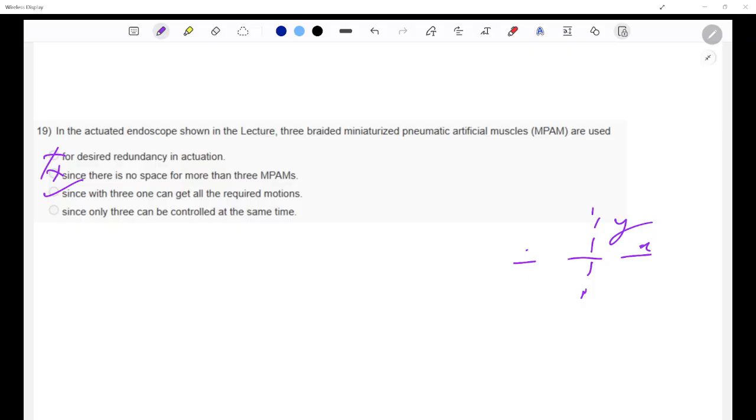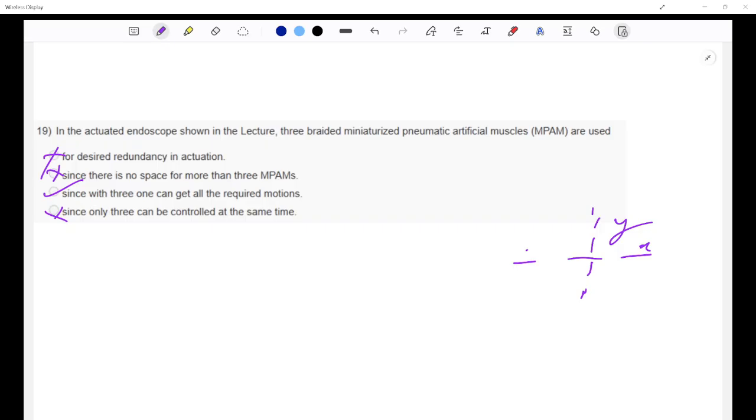Since only three can be controlled at the same time is the last option. Modern control systems can control many actuators. This statement is also incorrect. Okay. So the thing is, actuated endoscope 3 MPM are arranged at 120 degrees, sufficient to produce bending in any direction. Okay, thus 3 MPM actuators are used because they are sufficient to generate all required bending motions of the endoscope tip.